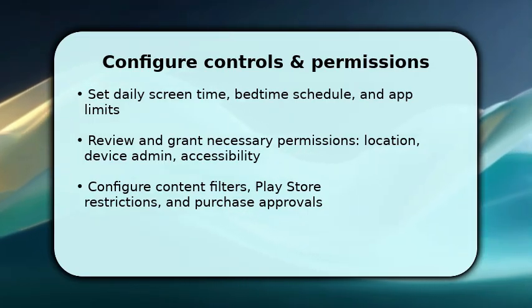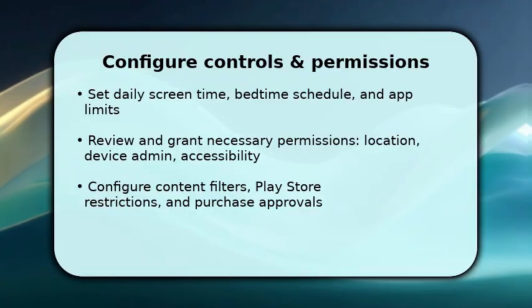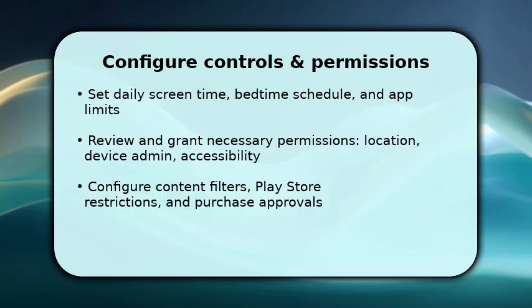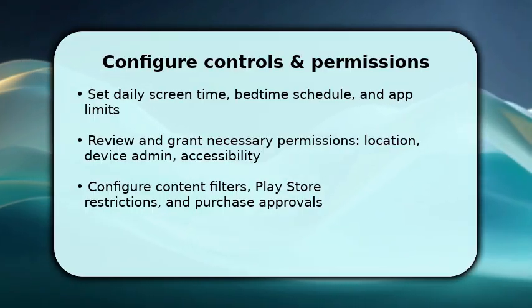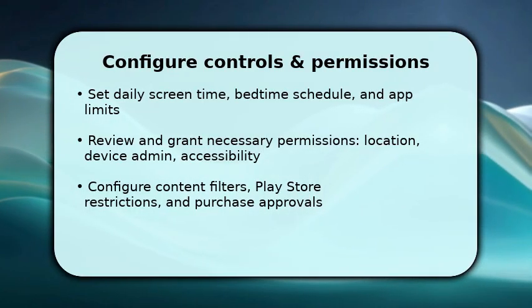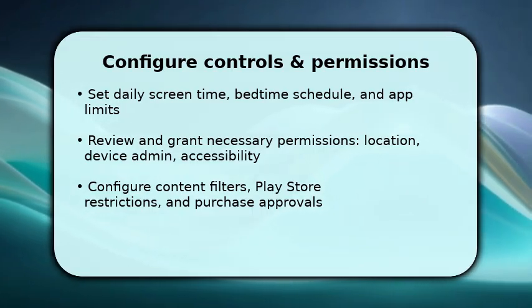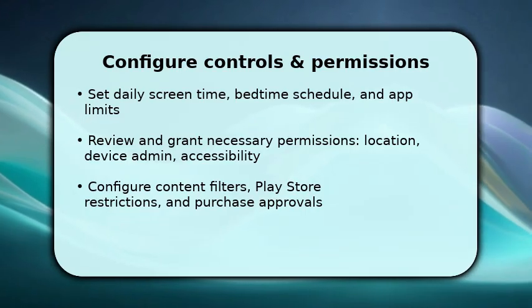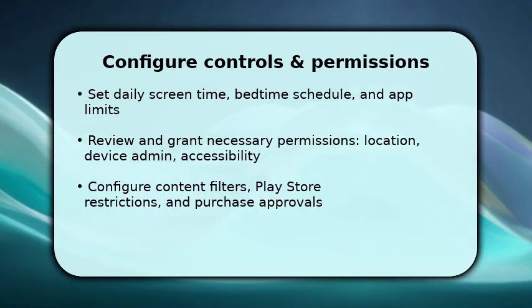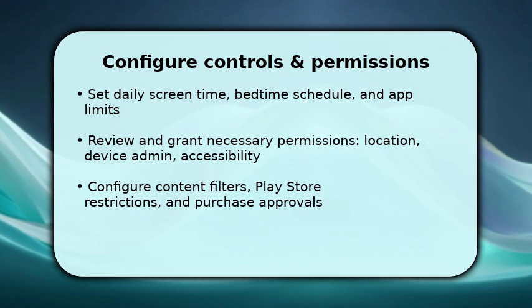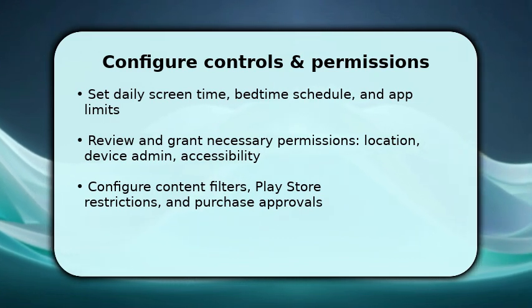First, set screen time rules, daily limits, and a bedtime schedule. These enforce automatic locks and help build routine. Next, review required permissions on the child device: location, device admin, and accessibility, because Family Link needs them to enforce locks and report activity. Finally, enable Play Store filters and require approval for purchases. This prevents unexpected downloads and lets you manage apps.